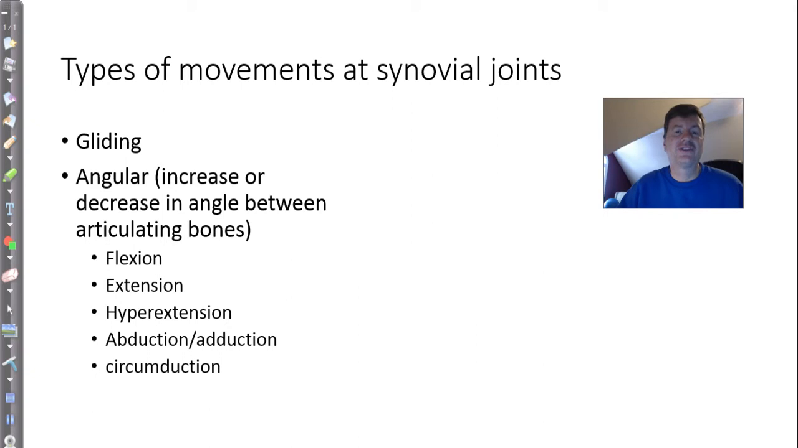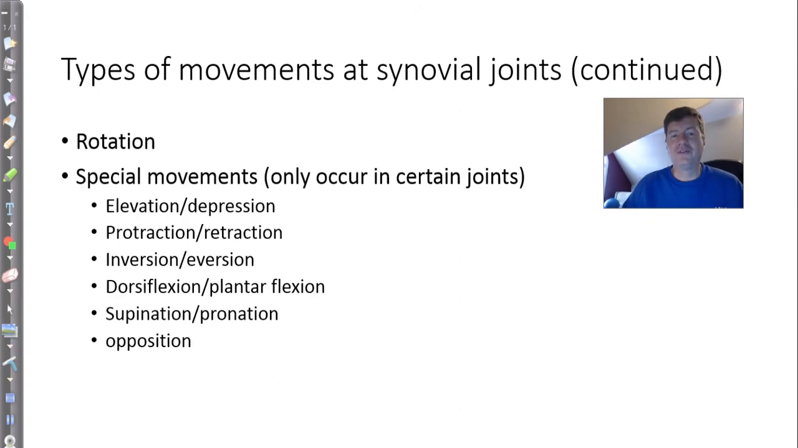Abduction and adduction are two opposites. If you move a body part in the frontal plane away from your body, like you're doing a jumping jack, that would be abduction. If you're moving it towards your body, that would be adduction. And circumduction, a little hard to show in the camera here, but if I were to simply move my arm in that mode, I'm in the frontal plane still, in a circle, that would be circumduction. So again, these are just ways that synovial joints can move.